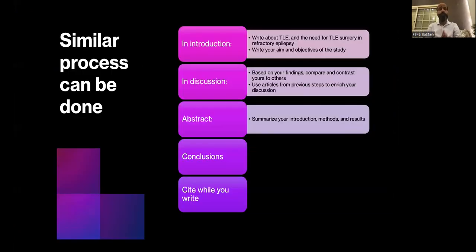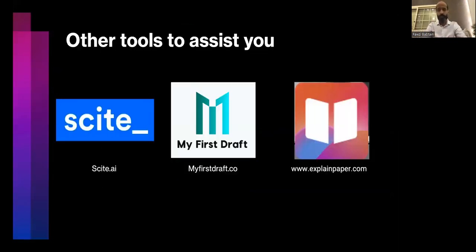So here we go. You can do the same as we did for the introduction. You can do it for the introduction, mainly a general talk about temporal epilepsy and then epilepsy surgery, and then you can carry on for the discussion. You use the literature review to enrich it with your text based on the results you found, and then you can really find an abstract to summarize everything by AI or in your own style.